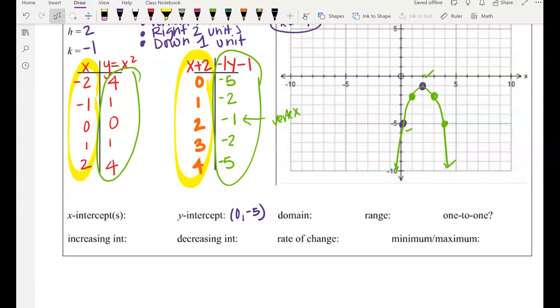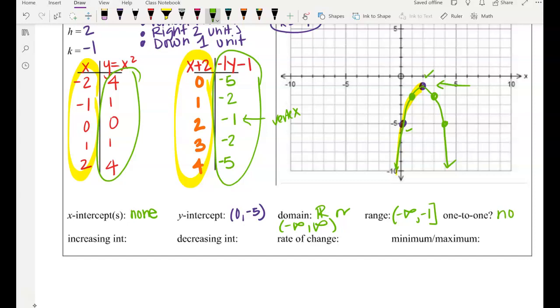Well, we do not have the x-intercept because it does not touch the x-axis. The domain is all real, or we can say it's negative infinity to infinity. So the range is going to start from negative infinity. Since the k value is negative 1, it will take a break at negative 1, including negative 1. It is not a 1-to-1.